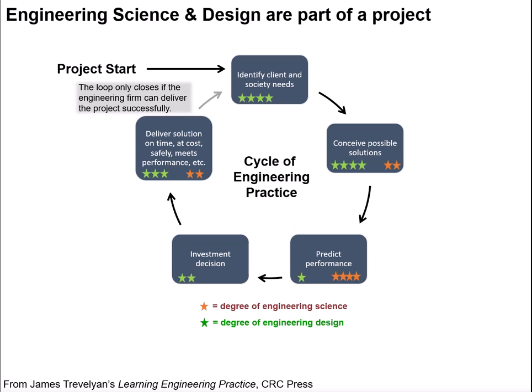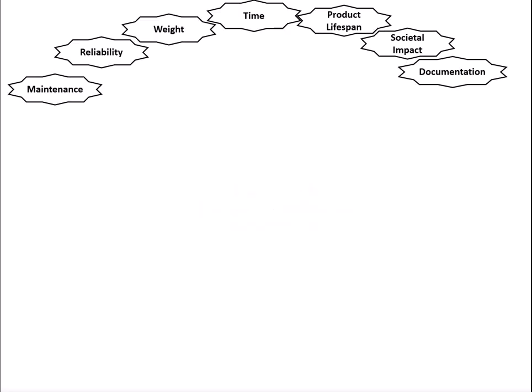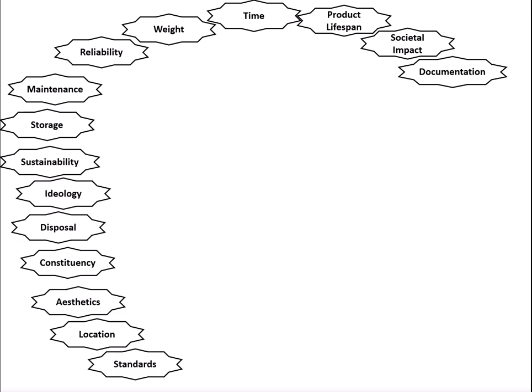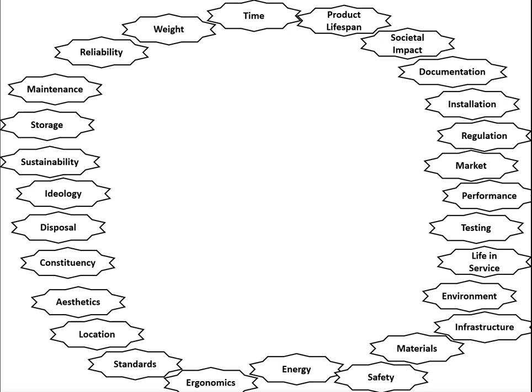practice. But design itself does not happen in a cyclical manner. Design is more of a periphery and center of discourse. Discourse, of course, is just talking to other people, having a conversation. And around the perimeter, or the periphery of design decisions, are a whole lot of factors that are going to be important in a design and to different stakeholders in that design.